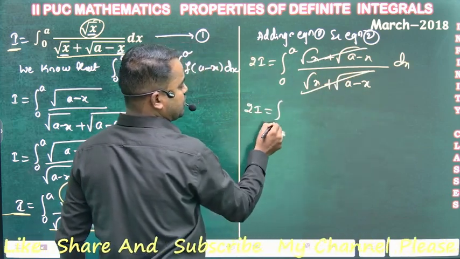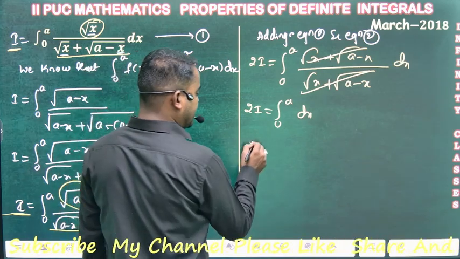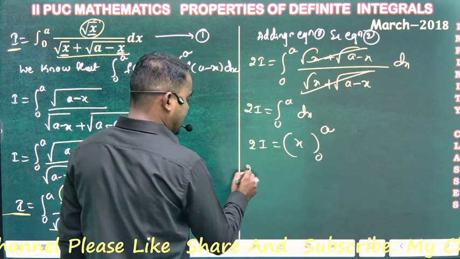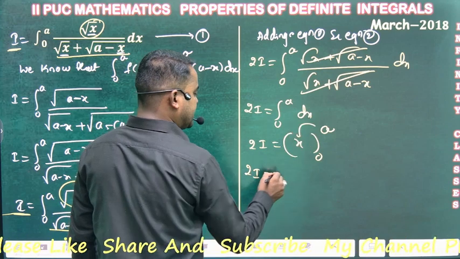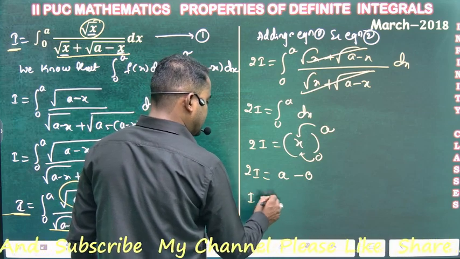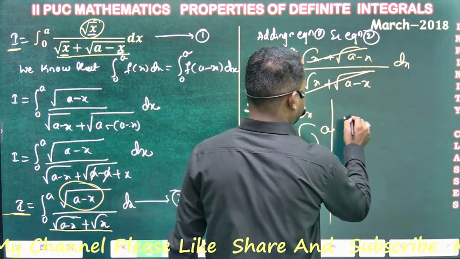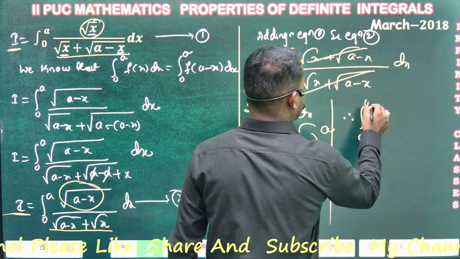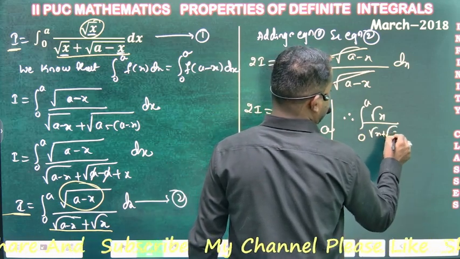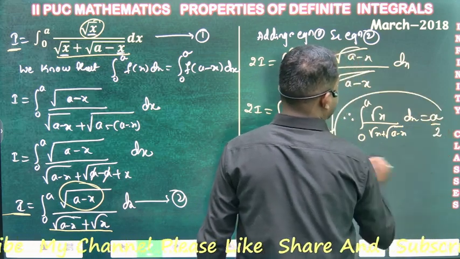That is 2I is equal to the integral from 0 to a of dx, that is 1 into dx is dx. Integration of dx is x between the limits 0 to a. Now 2I is equal to substitute the upper limit, that is a, minus the lower limit, that is 0. Then I is equal to a by 2. So this is the final answer. Lastly we have to write: therefore the integration from 0 to a of root of x divided by root of x plus root a minus x dx is equal to a by 2. So this is the final answer.